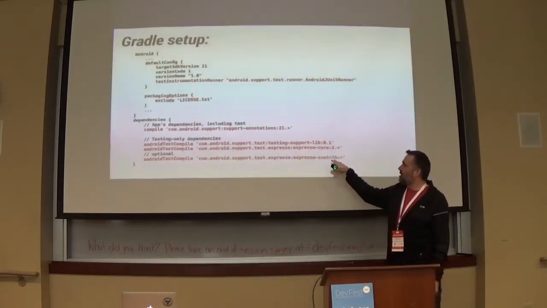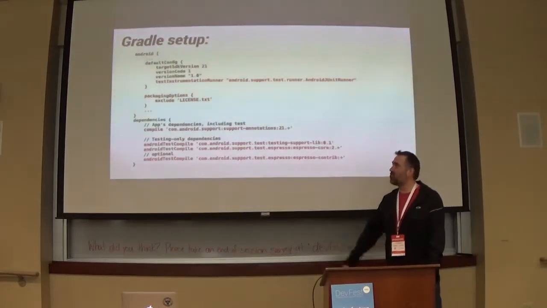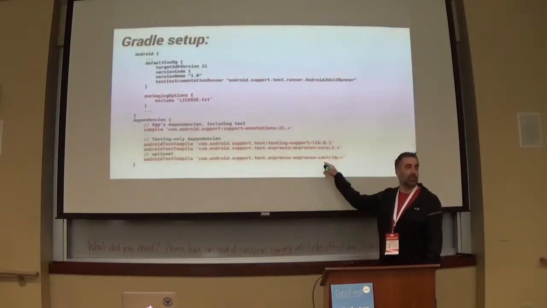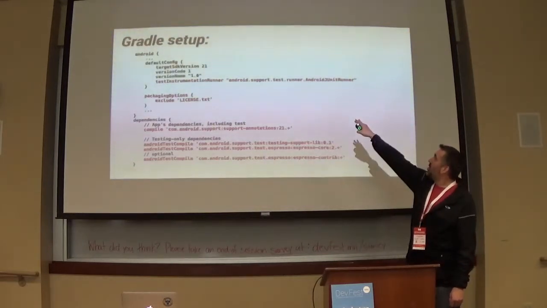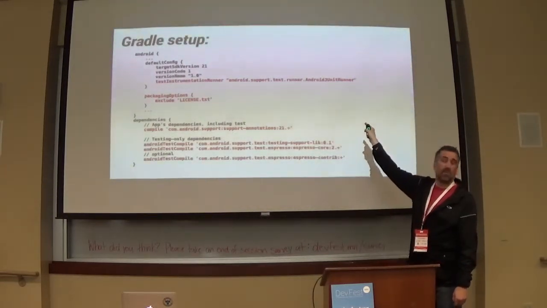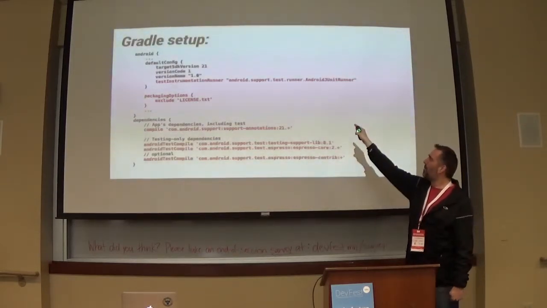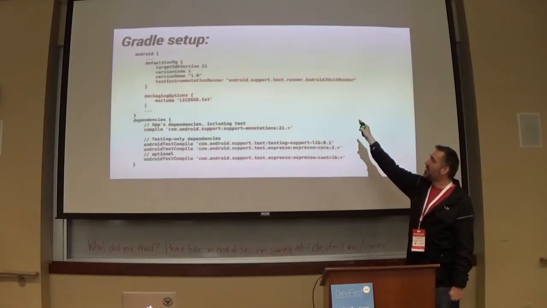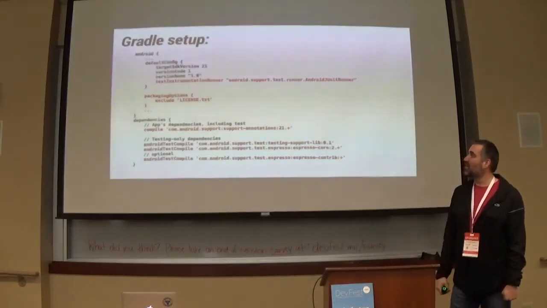And there is a contrib library, and it's optional, but as you'll see after I get done going through these slides, it's not really that optional, so you probably want to add it. In addition to Espresso, they released a new test runner, which I'm not really going to cover a lot here, but you need to tell Android Studio to use that new test runner.